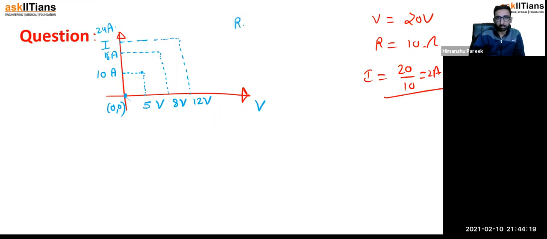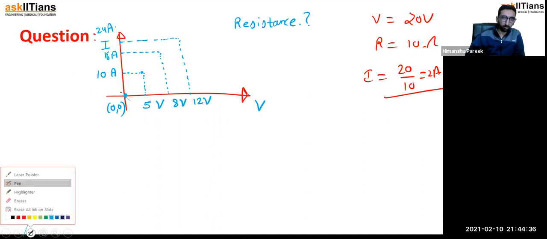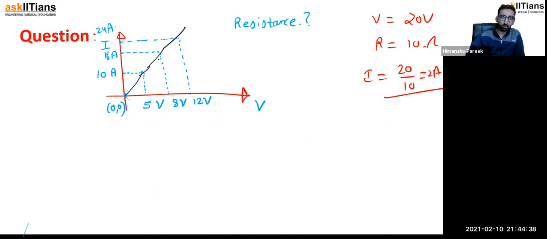Find out the resistance of the wire for whichever experiment was done. So yes, we are getting a slope here, correct? If you join all the points, you will get a straight line. Now try to find the slope. That's what we have learned here: resistance is given by the slope. So you must pause here and try to solve the question yourself.